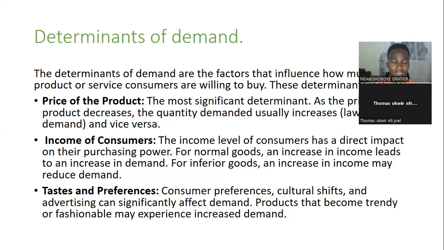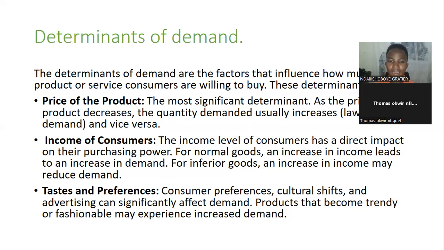Then next is the income of the consumer. The income level of the consumer has a direct impact on their purchasing power. For normal goods, an increase in income leads to an increase in demand. But for inferior goods, an increase in income may reduce demand. Hereby, for example, for you students, if you have been eating, sorry to use this, Chikomando, when you have only 5,000, you will go for Chikomando. Are we together?